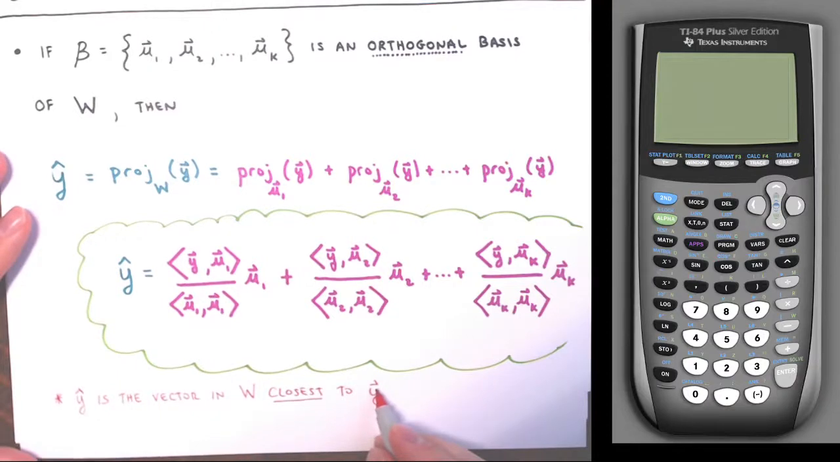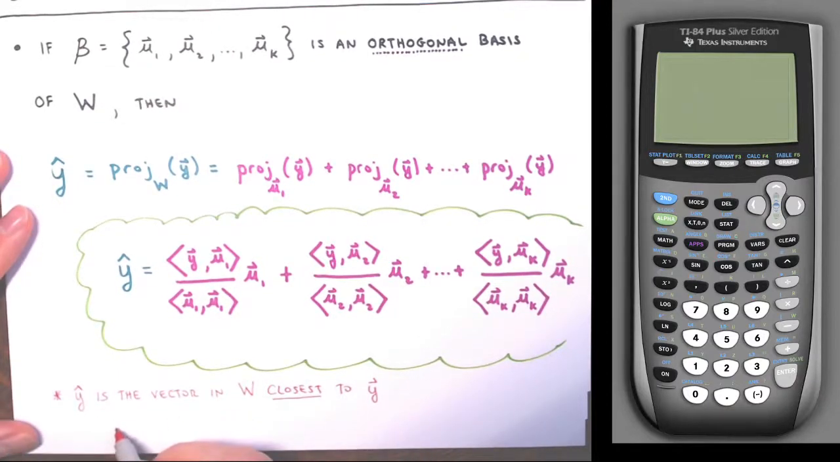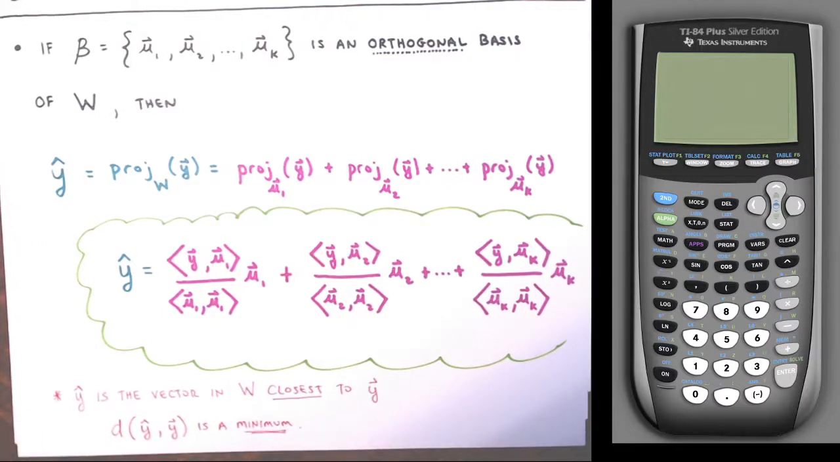Right, and that's not y hat, that's just vector y. In other words, the distance between y hat and y is a minimum for any vector in W. If you took the distance between y and any other vector in W, this would be less than or equal to that. This would be shorter. All right. So this is going to give me the vector in W that's closest to y. All right, that's what y hat is.